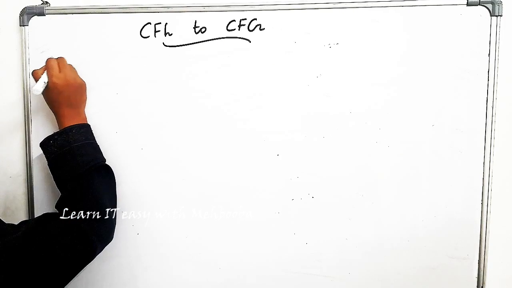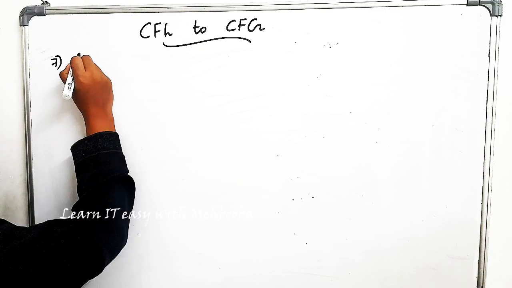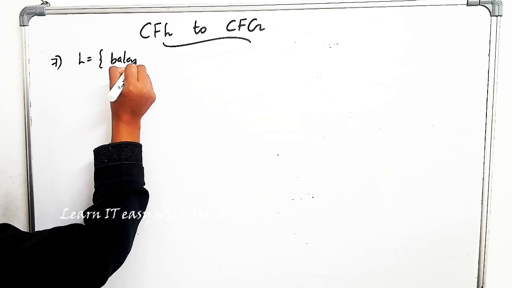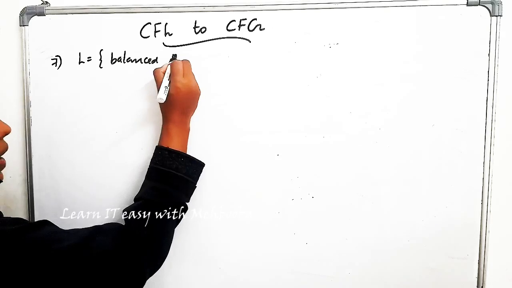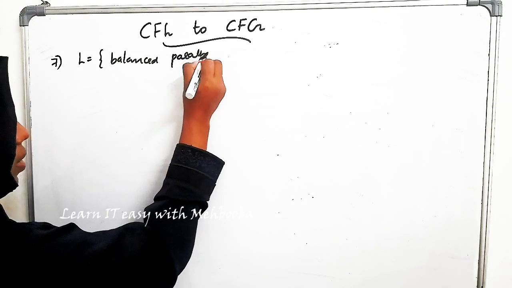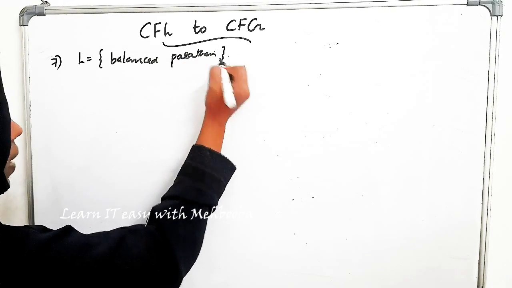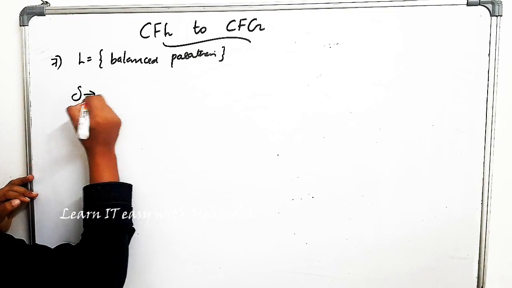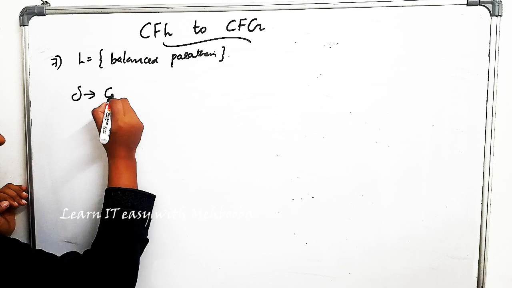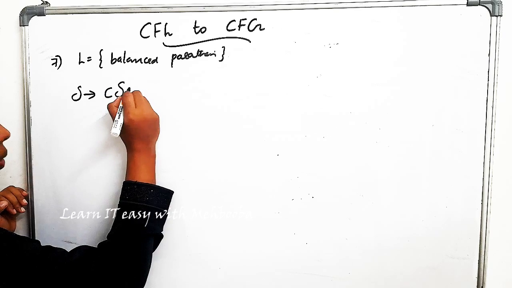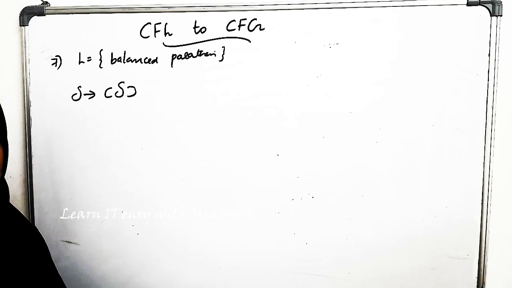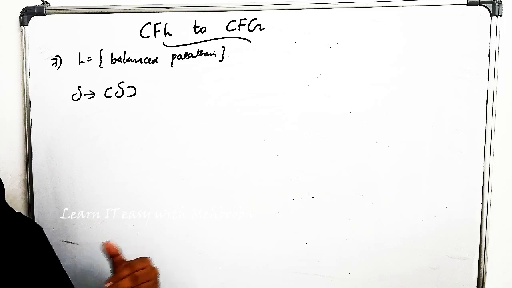Next, you know that you can simulate balanced parentheses using a PDA. We have seen that in the PDA design for balanced parentheses. So we will write down the context-free grammar for balanced parentheses. You know that it should first be the opening bracket, then anything can come in between, and it should end with a closing bracket. So anything that is starting with an opening bracket should also end with a closing bracket.